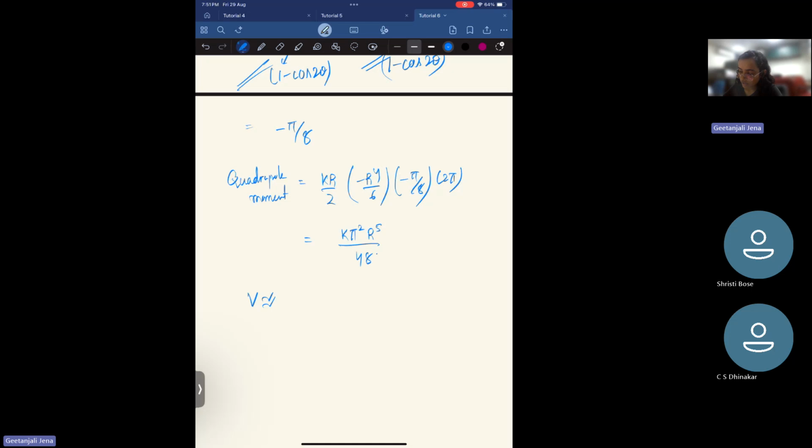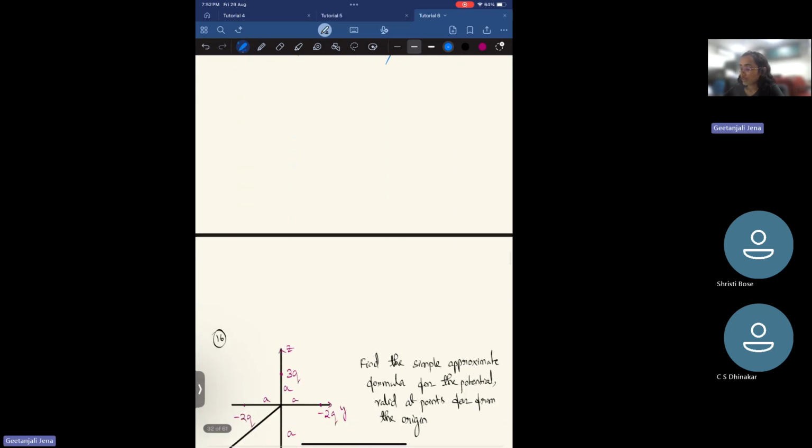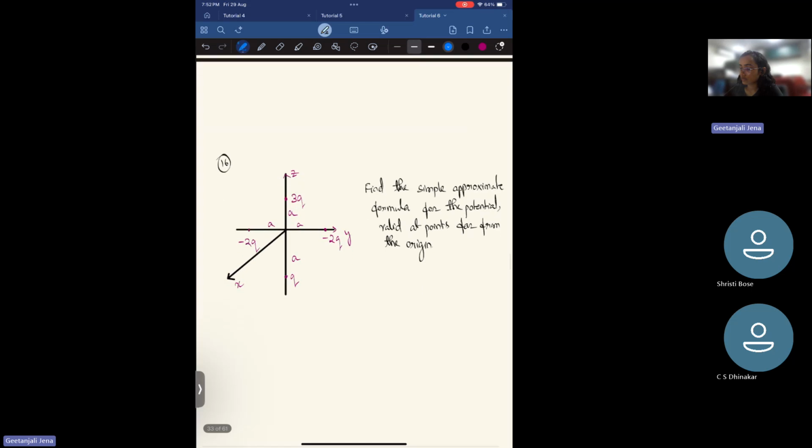So now you can easily write the potential. The dominant term for the potential will be the quadrupole one, which is 1 by 4 pi epsilon naught k pi square, whatever, 5 divided by 48. The distance is zk. Okay. So do you have any doubt till now?